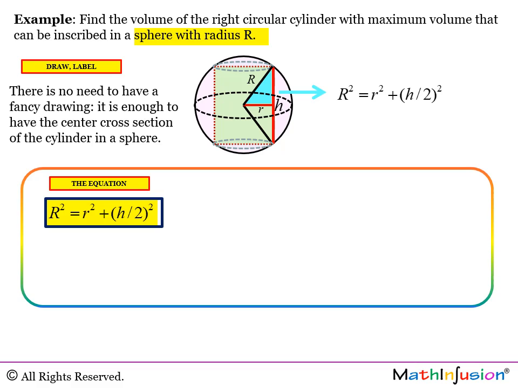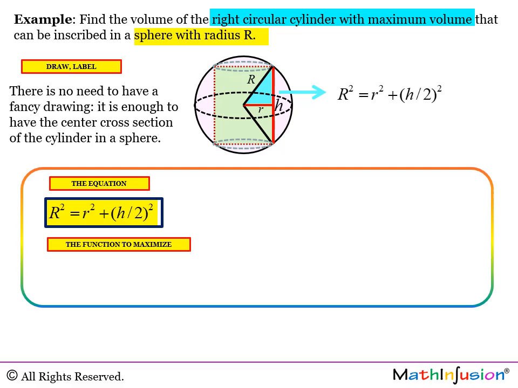I would like to recall that the sphere has radius capital R. It means that capital R is a constant. It's replacing some given number. It's a symbol and we do not have to find it. We only have to find the small r and the h. So the function to be maximized is the volume of the cylinder. What is the volume of the cylinder? It is pi r to the power of 2 times the height, which is h.